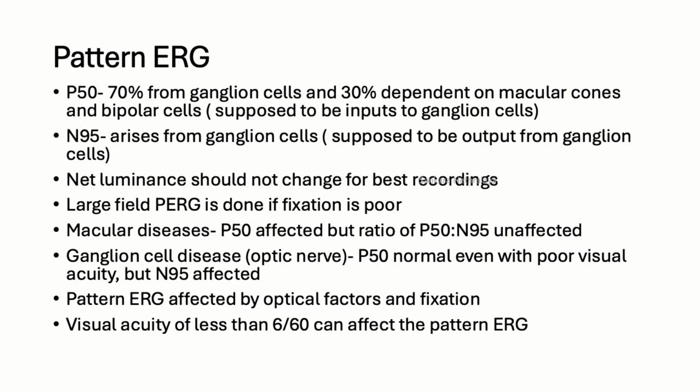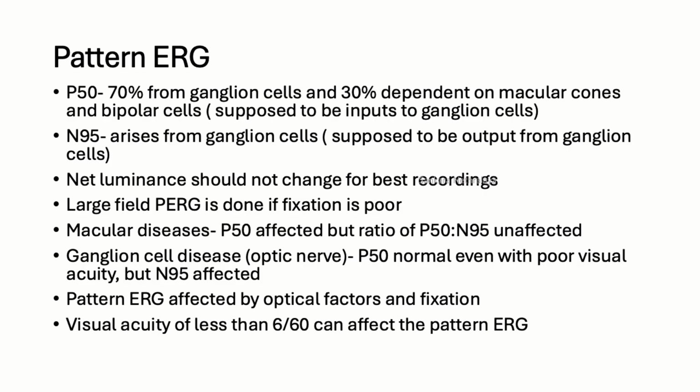So when your fixation is poor, you can use a large field PERG. Instead of 15 degree, you can do 30 degree PERG, okay? Technically, for a normal person, if you do 15 degree PERG and 30 degree PERG, the amplitudes will be exactly double if everything is good. But suppose there is a lesion in the central 15 degrees or 10 degrees, and you do 15 and 30 degrees. The 15 degree will be very, very low, but the 30 degree can actually be nearly normal.